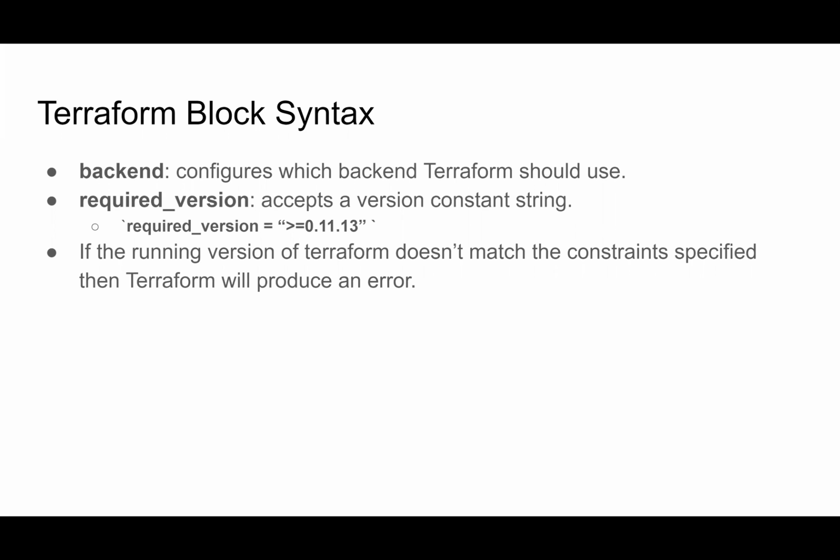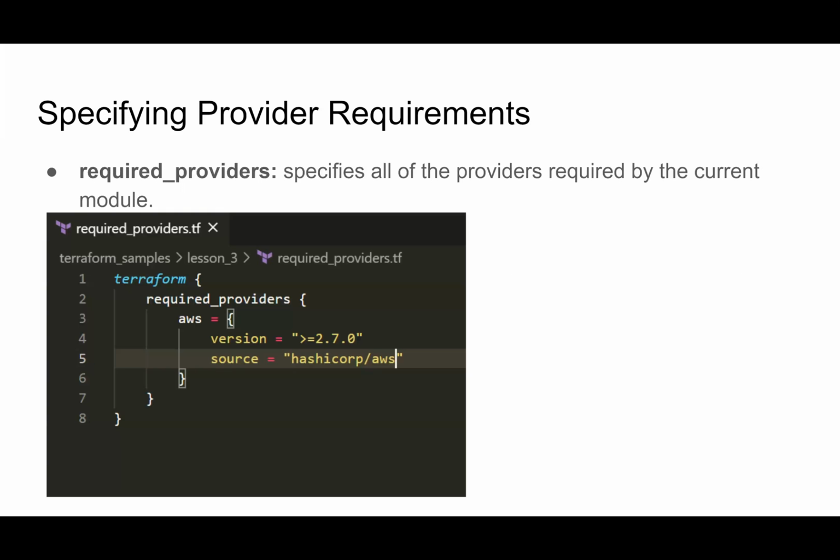And then there's another keyword for an attribute, required version. And this ties it to a specific version for that block. If you're running a version of Terraform that doesn't match those constraints that are specified, you'll get an error. This is what it looks like. So here we're pinning this version to 2.7.0. So if we try to run this with anything less than that, we would get an error.